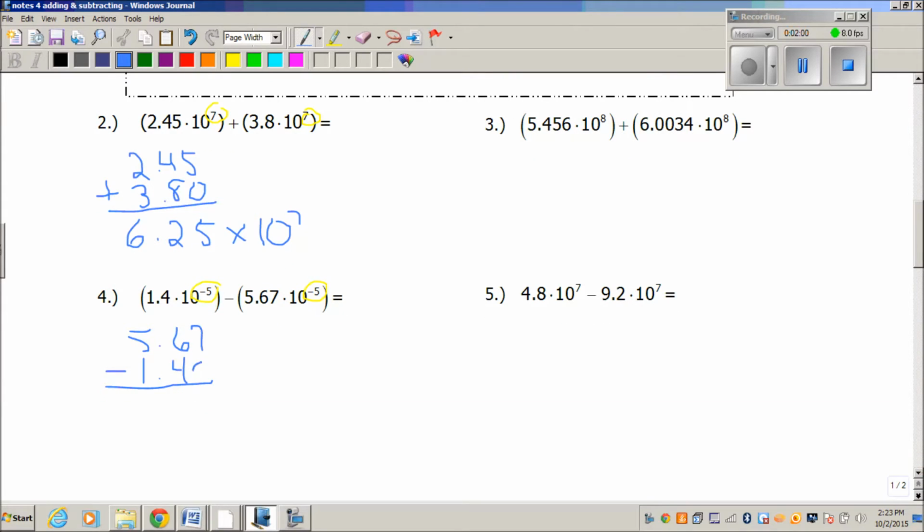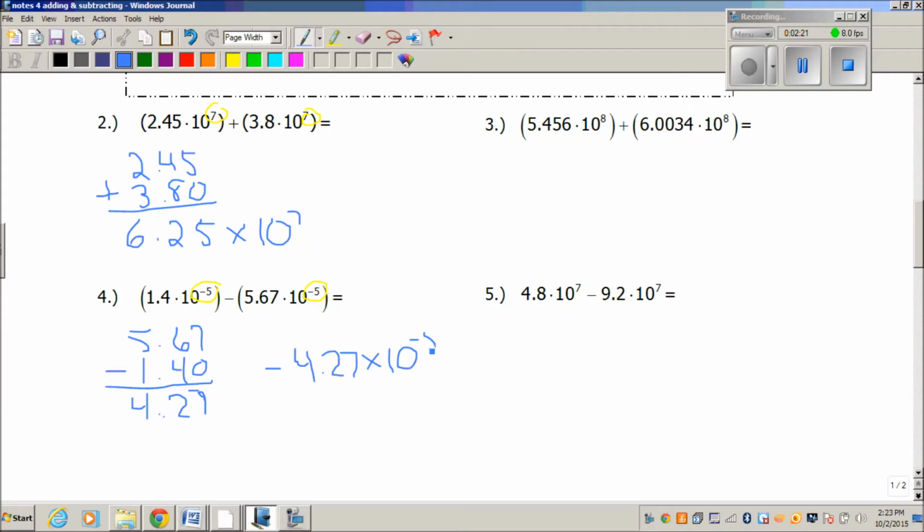So when I subtract, I have to subtract the correct place values. 5 minus 1 is 4. But I know when I'm done that my answer is going to be negative. So I'm going to have negative 4.27 times 10 to the negative 5.